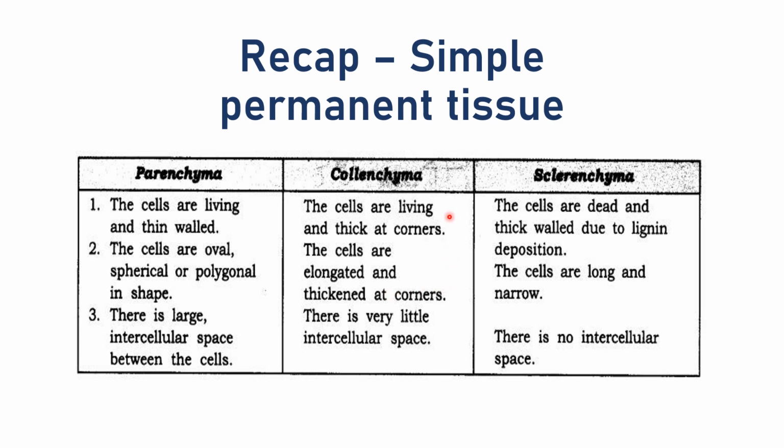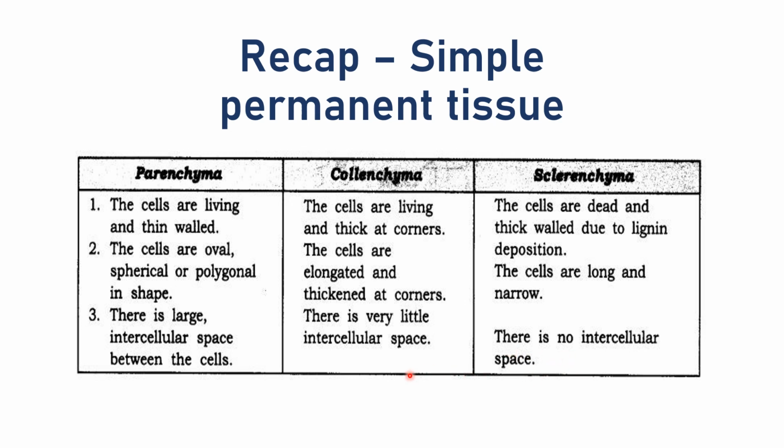Sclerenchyma are long and narrow cells. These tissues are made up of long and narrow cells, right? And we have studied that there is a deposition of lignin, or we can say that they are lignified cells. Due to the deposition of lignin, the walls are really thick, and it is so thick that there won't be any transportation of water or exchange of gases. So they are dead cells, right?